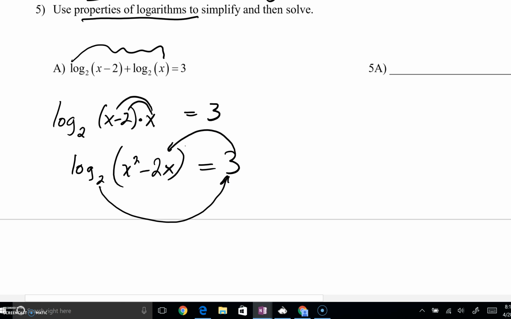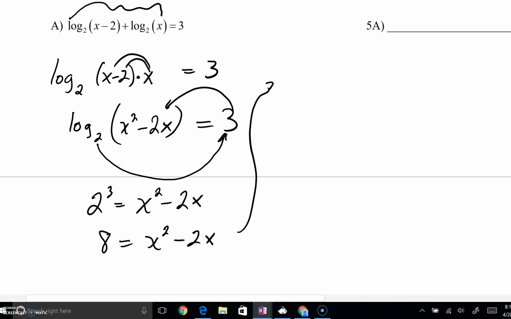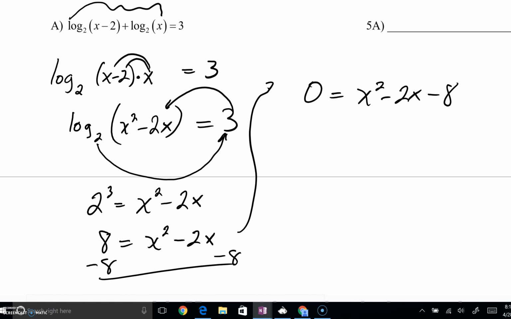You have to do a log circle when you have a log equals a number. This becomes 2 to the third is equal to x squared minus 2x. And 2 to the third is 8. So now what? Well, I'll continue up here. You can minus an 8 from both sides. You'll have 0 is equal to x squared minus 2x minus 8.